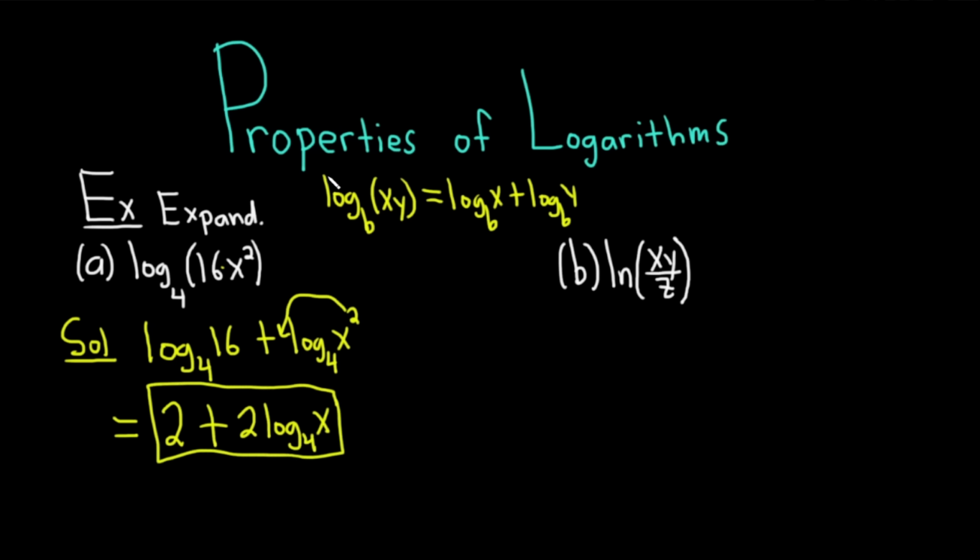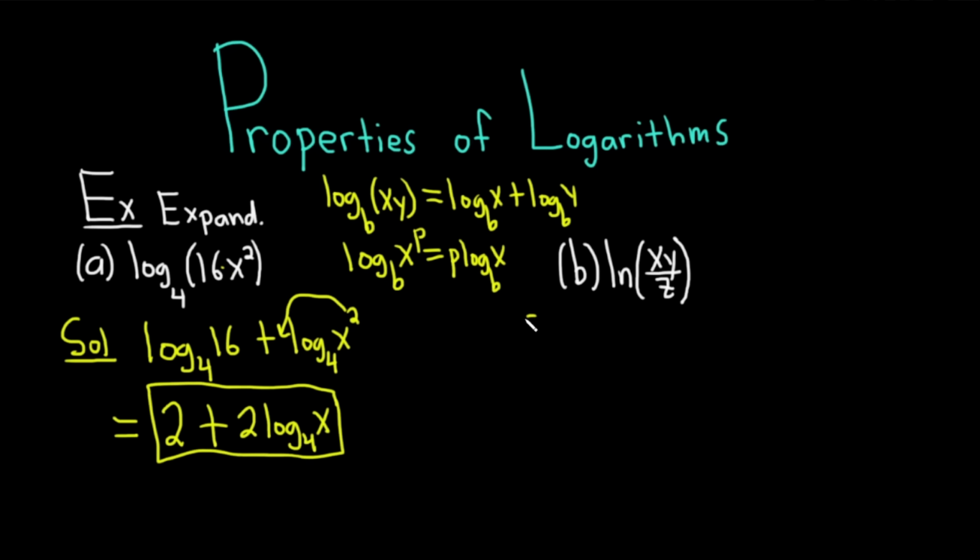Bringing that 2 down, by the way, is the power rule. Let me write it here for you so you see it. Basically log base b of x to the p is equal to p times log base b of x. So if you have a number, you can just put it in the front. When you multiply, it turns into addition.